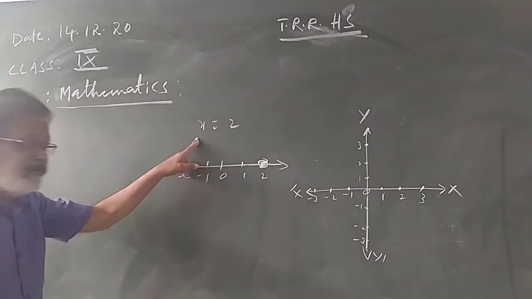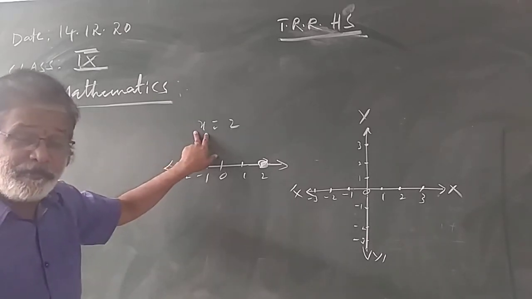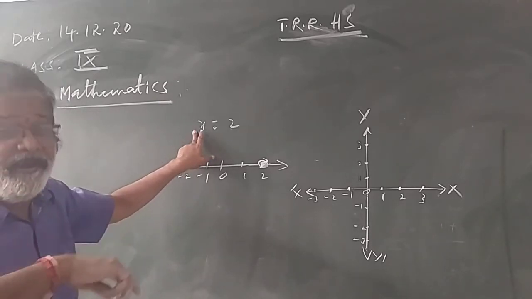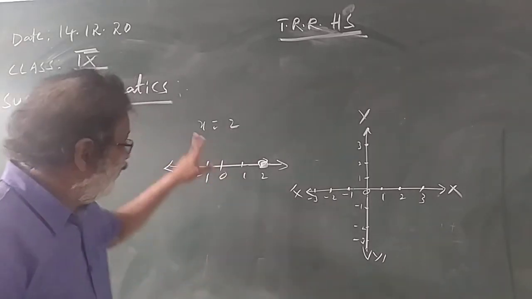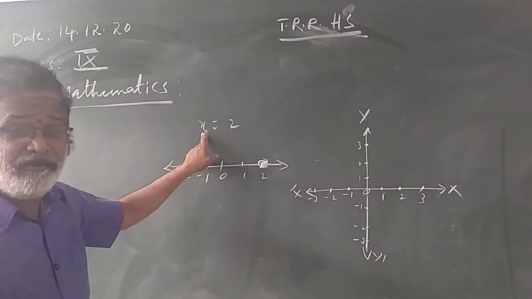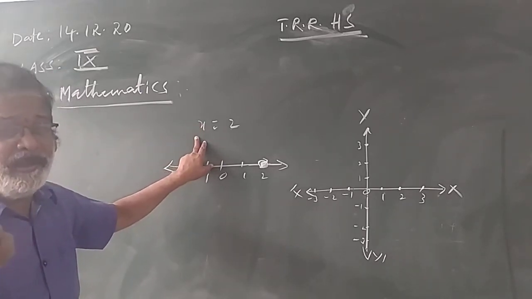Now, this is what x is equal to. I already told you, if it is given in x, it is parallel to y. If it is given in y, it is parallel to x. x is equal to a constant is parallel to which axis? It is given in x, that is why it is parallel to y. If it is given in y, it is parallel to x. I hope you clearly understood, children.